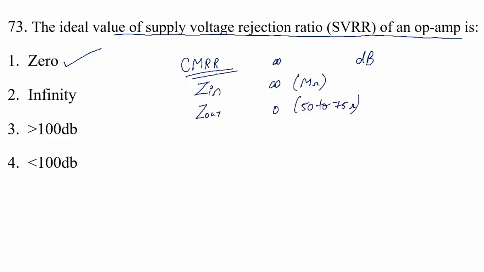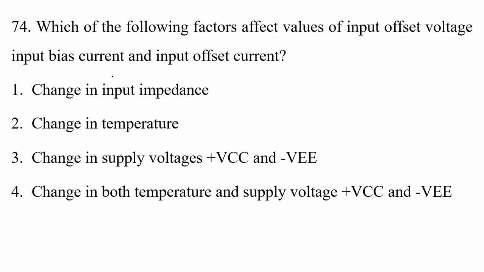So you have to know the parameters. Such parameters are input impedance, output impedance, bandwidth, common mode rejection ratio, and power supply rejection ratio, which is also termed as supply voltage rejection ratio. So the supply voltage rejection ratio is 0. Hence the corresponding option is option 1 is correct.